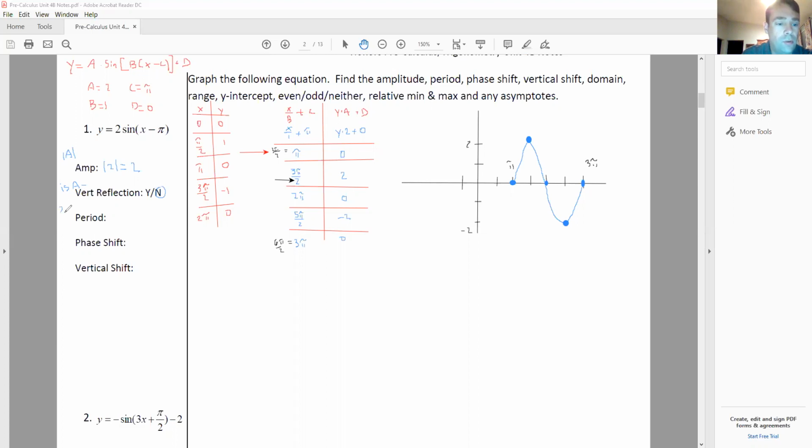Period is always going to be 2 pi divided by the absolute value of B. So here, I have 2 pi divided by the absolute value of 1. So my period length is still 2 pi. My phase shift is always my C value. So since C is a positive pi, that means my phase shift went right pi units.